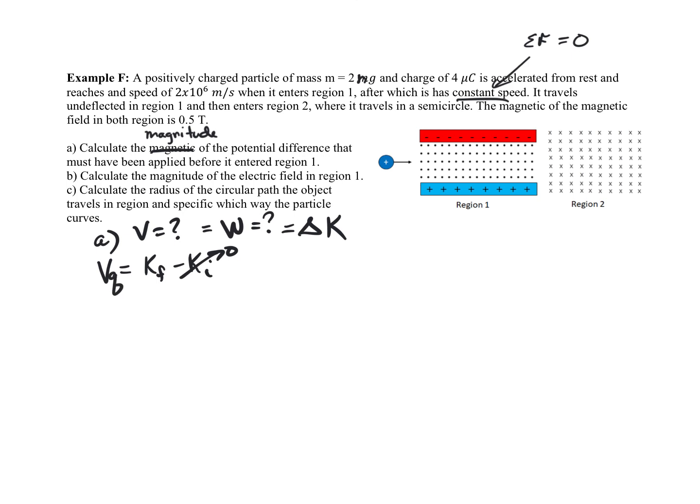That would be work. Excuse me, not just V. Yeah, VQ, because I was looking at my paper, it was like delta UE. Delta UE is QV. So now what? This is going to be 1/2 mv squared. Divide both sides by Q. So we end up with mv squared over 2Q.